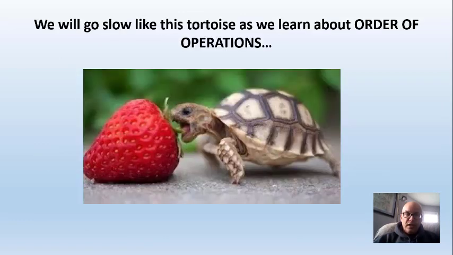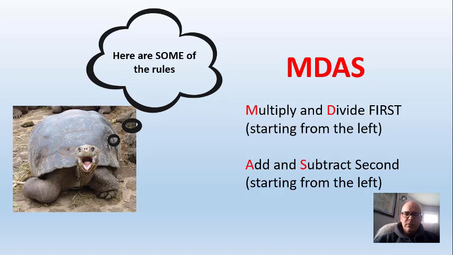Good? Okay, so we will go slow like this tortoise as we learn about order of operations. Here are some of the rules. These rules use a made-up word in red there called MDAS. MDAS isn't a real word, but it helps you remember what order to do your operations in first. Multiplying and dividing, M and D, have to be done before you do addition and subtraction, the A and the S. Okay, so MDAS, multiply, divide first, add, subtract second.